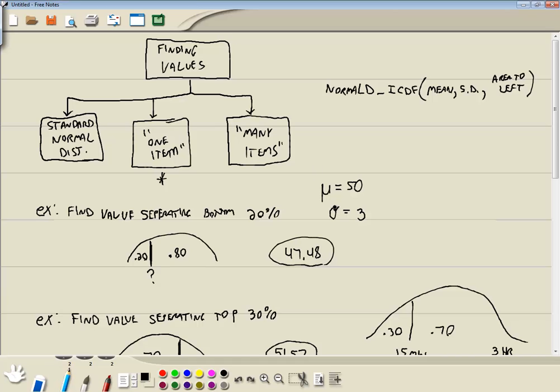Now in this video, we took a look at finding values of normal distributions with one item using the HP Prime calculator.